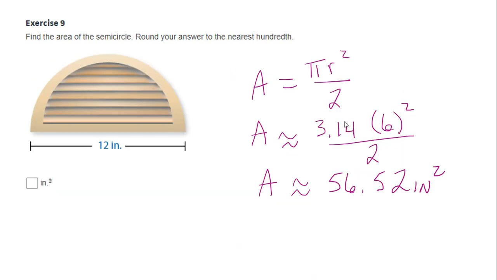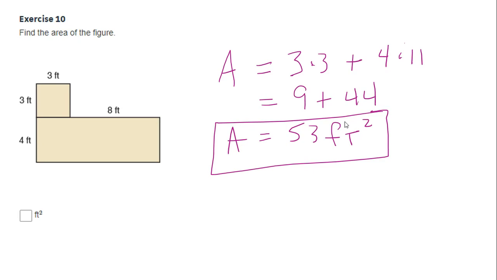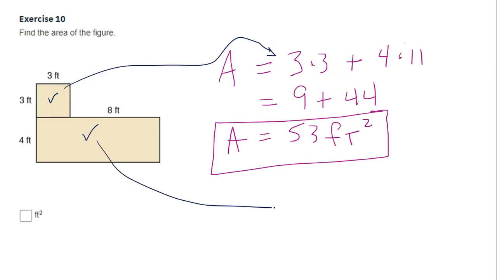All right, find the area of the semicircle. So that's half the area of a circle. Okay, and you see I use that formula and I round it to the nearest hundredth. Find the area of this figure. So I need to find the area of the square, which is right there. I need to find the area of the rectangle, which is right there. And I just add them together. Okay, so that's that one.